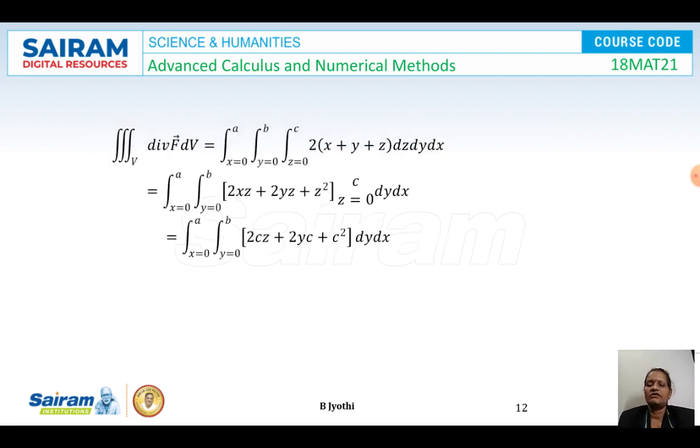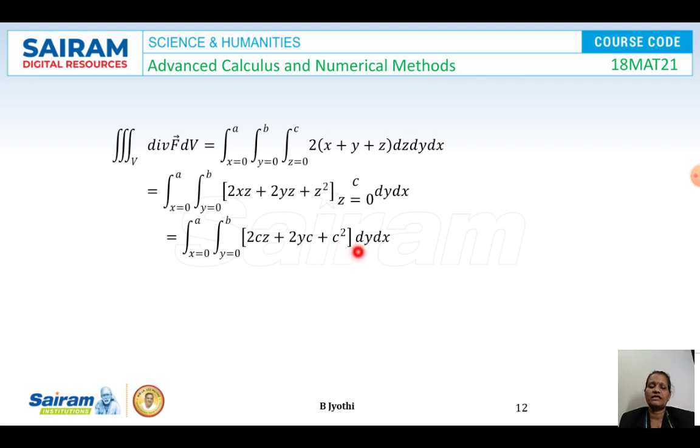So the divergence of F dV is given by x varying from 0 to a, y varying from 0 to b, z varying from 0 to c, 2 times (x plus y plus z) into dz dy into dx. That means first we need to integrate it with respect to z and substitute the limits 0 to c. Then we get 2xz plus 2yz plus z square divided by 2, but this 2 will be cancelled, so we are getting only z square. Now let us substitute z as c. We get 2xc plus 2yc plus c square.